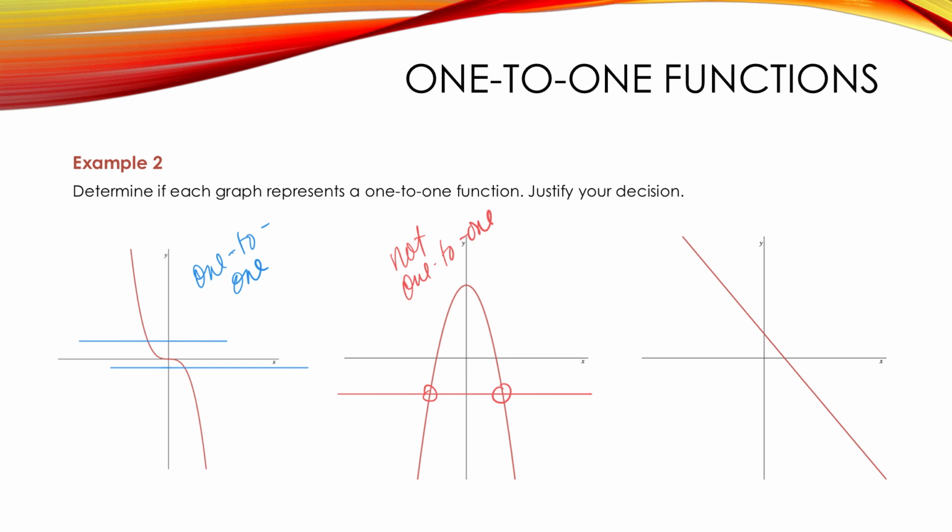And how about the last one? Well, let's check. It looks like a line, so everywhere I could draw a horizontal line, it only passes through once, so this one is indeed one-to-one. And you'll find that all linear functions are one-to-one as long as they're not horizontal.